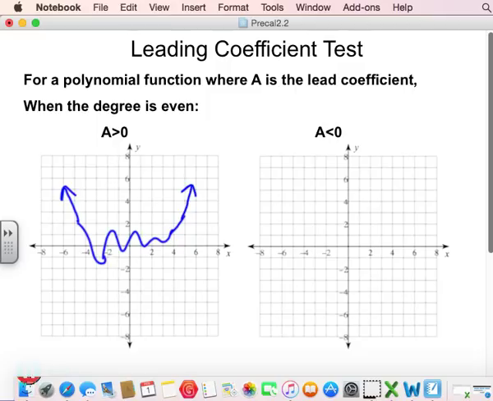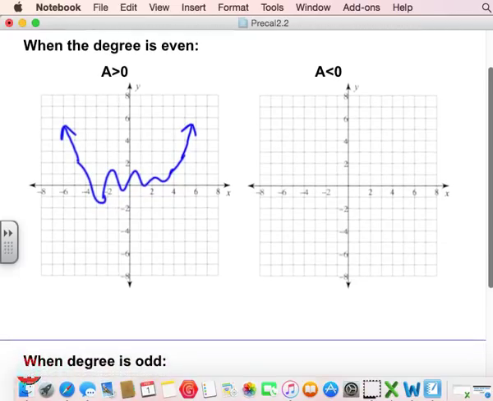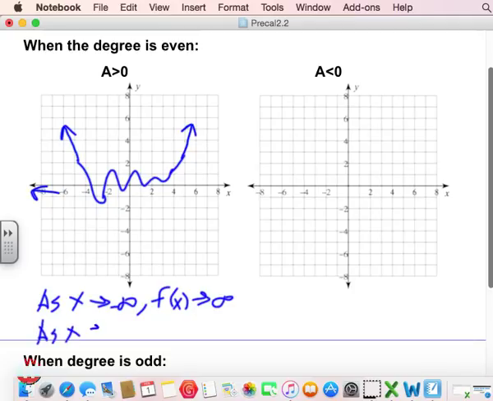Now, the notation that you'll see used sometimes for this is as x approaches -infinity, which just means the left, right? X to -infinity is over here. So as x goes to -infinity, f of x goes to positive infinity, meaning the y values go up. And as x approaches positive infinity, f of x approaches positive infinity, which just means as x gets bigger, y is going to get bigger. Y is going to go towards infinity.